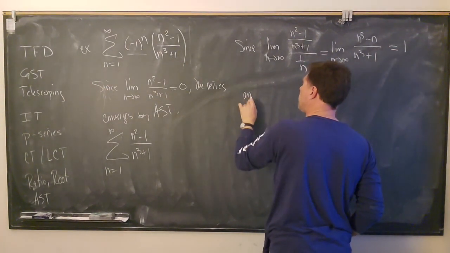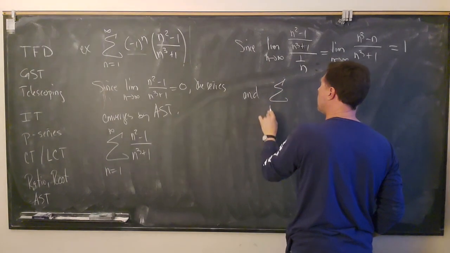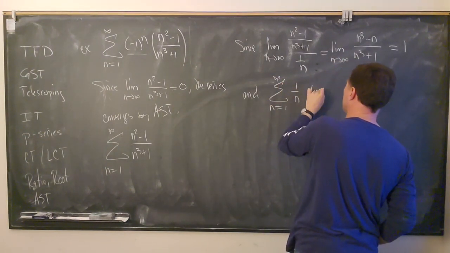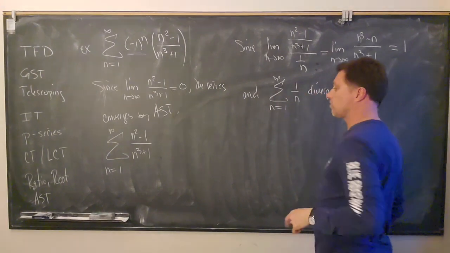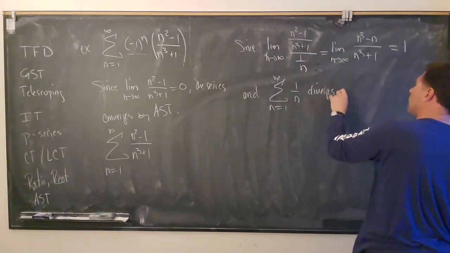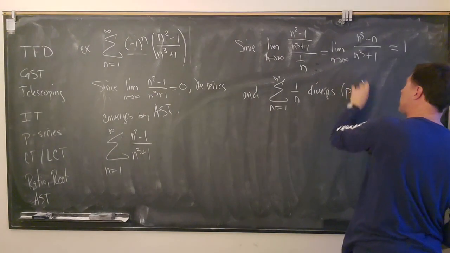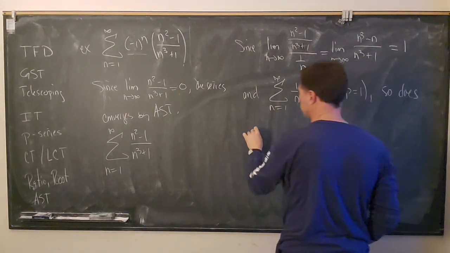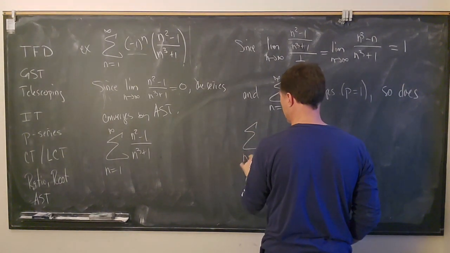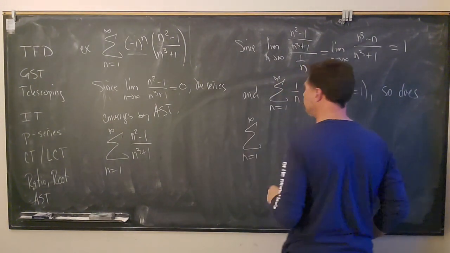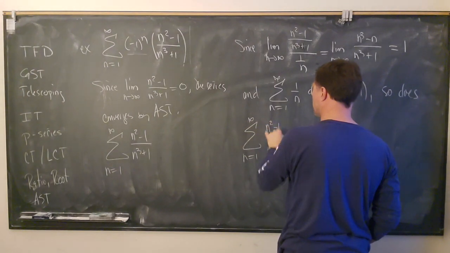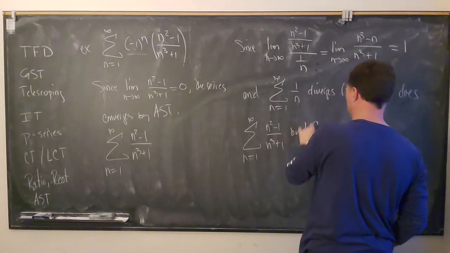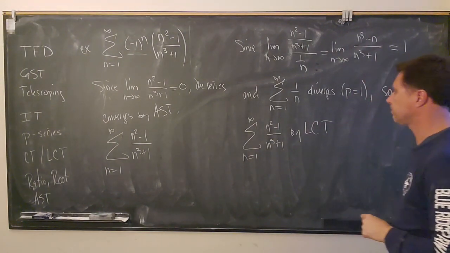And the sum n equals 1 to infinity of 1 over n diverges. Why? Because that's a p series where p equals 1. So does the sum n equals 1 to infinity n squared minus 1 over n cubed plus 1 by the limit comparison test.